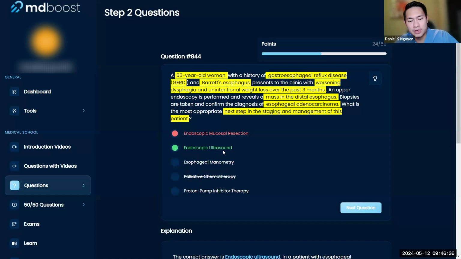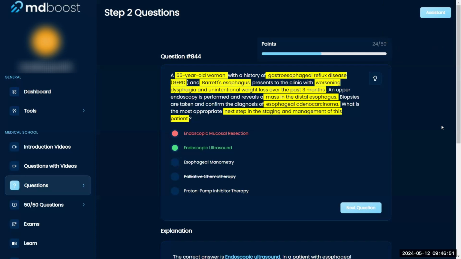Okay, a better answer would actually be endoscopic ultrasound. I'll tell you why. Okay, so let's talk about staging. What do you need to do to stage a patient? What is the classic staging for all cancers of the body? The TNM staging. Yeah, TNM staging, right? So talk to me about TNM. I guess T is like the tumor size, N is like lymph node involvement, and then M is metastasis.